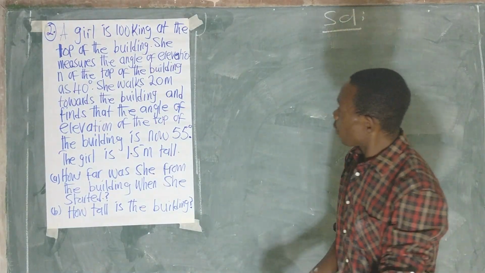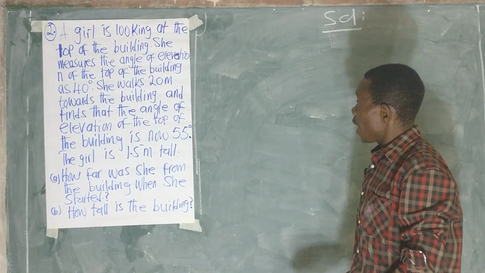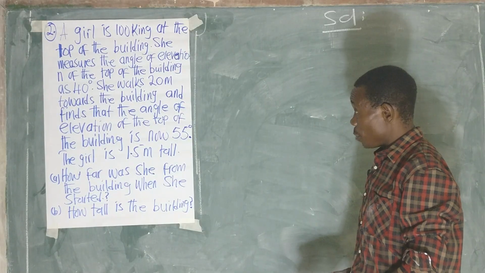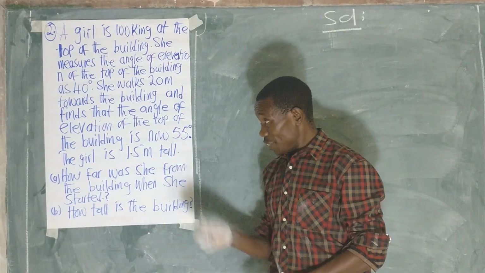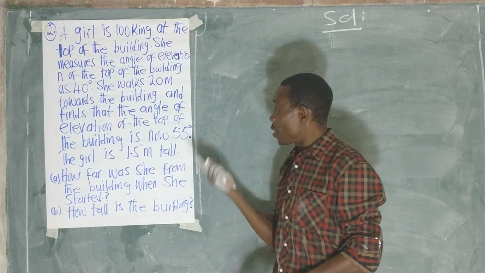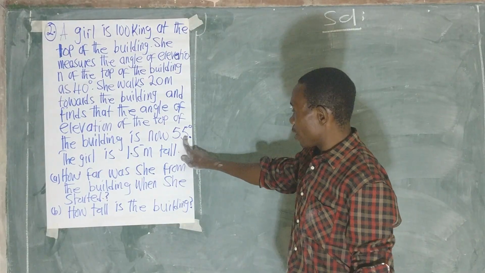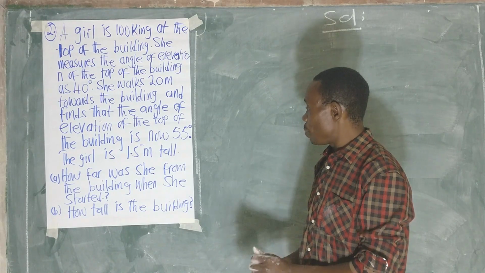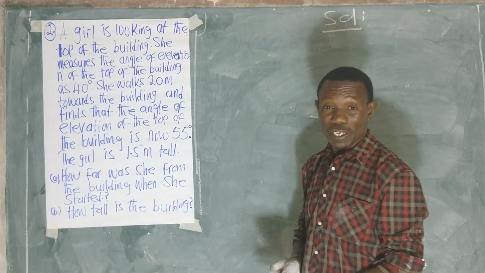Right, so we have the second one where we're told that the girl who is looking at the top of the building measures the angle of elevation of the top of the building as 40 degrees. She walks 20 meters towards the building and finds that the angle of elevation now, of course, if you're approaching a particular object and you look at the top, always the angle increases, because you twist the head more to see on top. So it's 55 degrees. The girl is 1.5 meters tall, and we are asked how far she was from the building when she started. And lastly, how tall is the building?